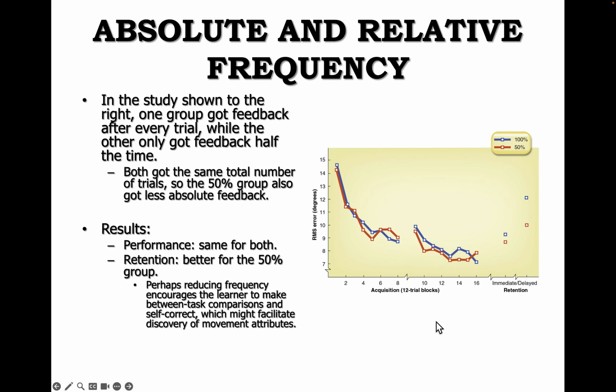However, let's take a look at this study here. In the study to the right, one group got feedback after every trial, where one group got feedback only half of the time. So we might expect that performance and retention would be better if we were given feedback after every trial. Both groups got the same number of trials, meaning that they practiced the same number of times. The 50% group also got less feedback overall, since they only got feedback half the time instead of all the time.